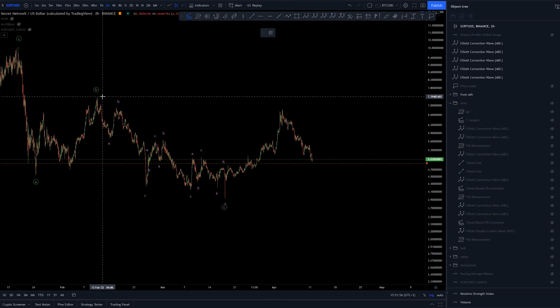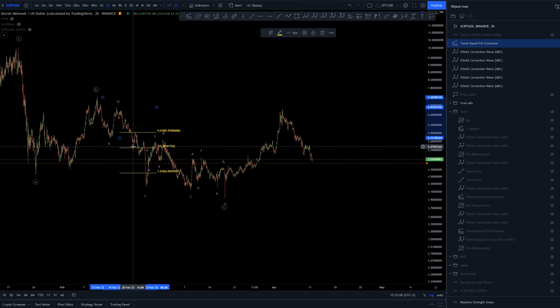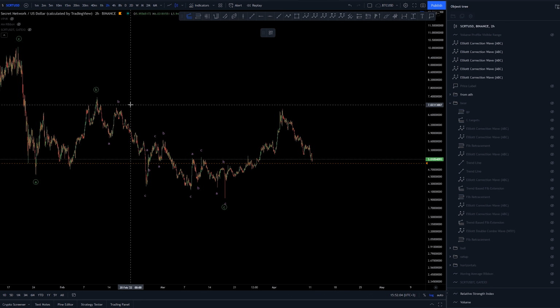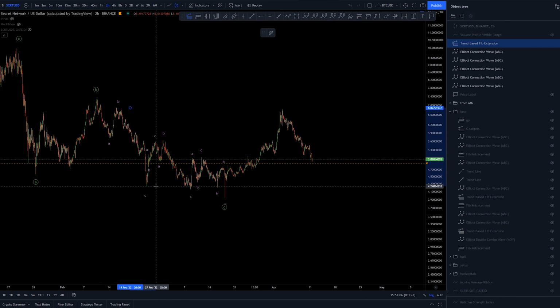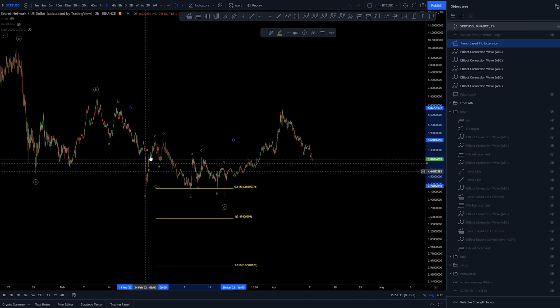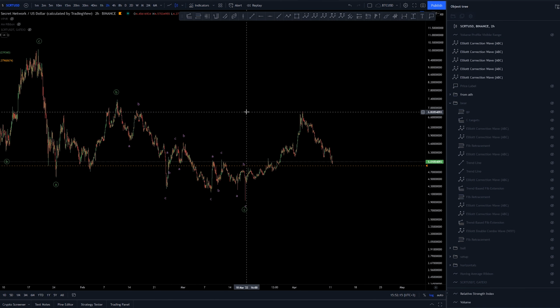Let me measure this once more. I think I did measure this. So this is 1-to-1, meaning this leg here is larger than the first leg, and this one is smaller than the third leg. So it doesn't really look good.